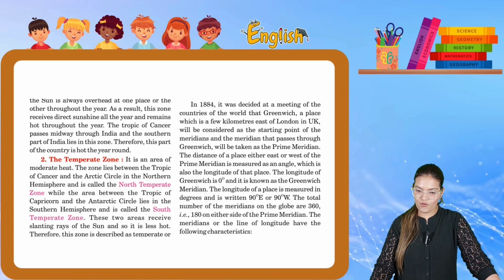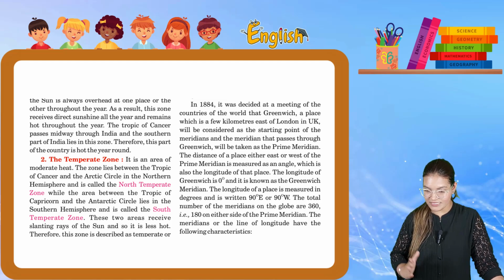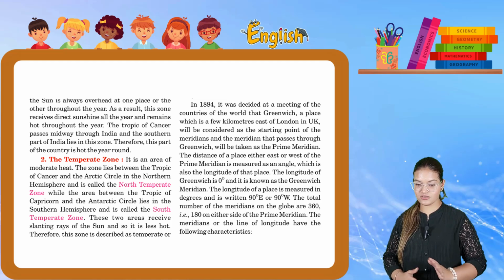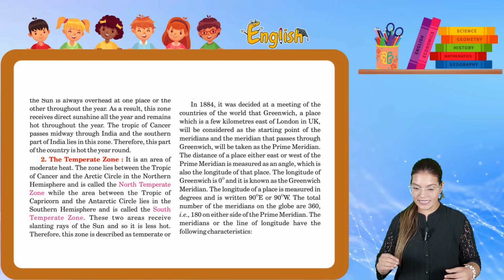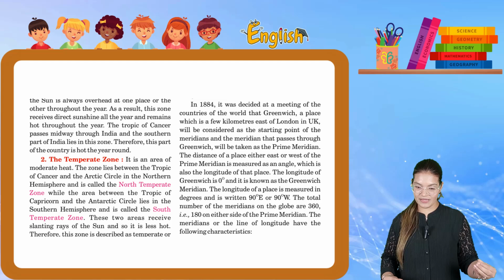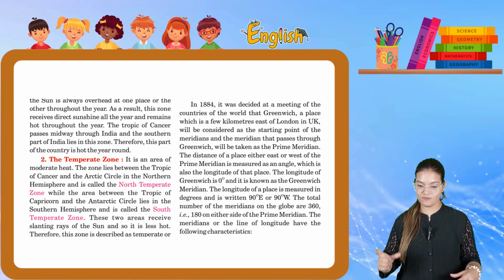In 1884, it was decided at a meeting of the countries of the world that Greenwich, a place a few kilometers east of London in UK, will be considered as a starting point, and the meridian that passes through Greenwich will be taken as the prime meridian. So the distance of a place either east or west of the prime meridian is measured as an angle, which is also the longitude of that place.